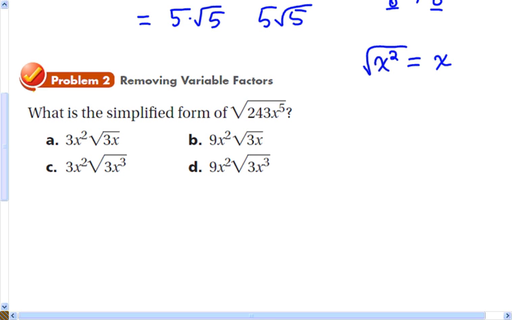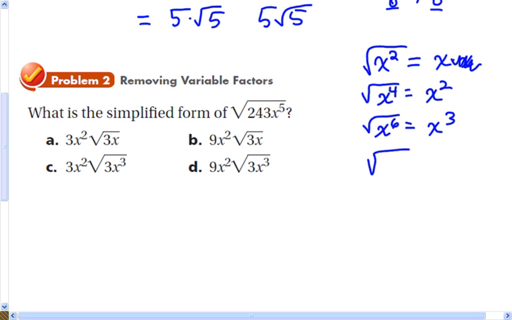All right? The square root of x to the fourth is equal to x squared. You can just check it: the reason it's true is because x times x is equal to x squared, the radicand. And x squared times x squared is equal to x to the fourth, the radicand. The square root of x to the sixth is equal to x to the third. The square root of x to the 20th is equal to x to the 10th.